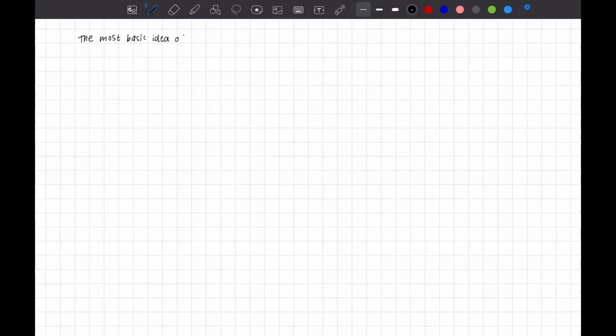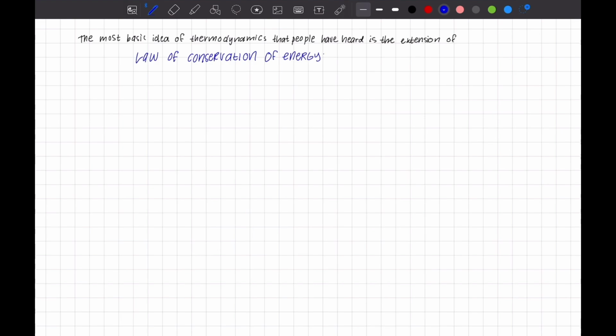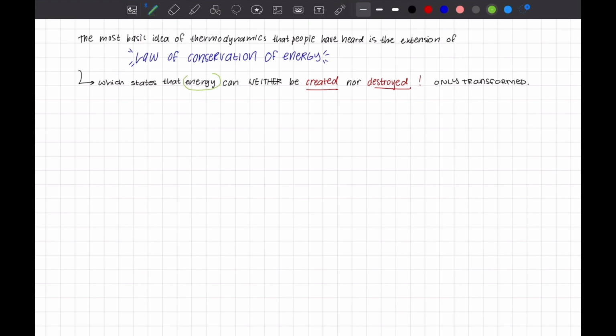The most basic idea of thermodynamics that most people have likely heard is the extension of the law of conservation of energy. This is a law which states that energy can neither be created nor destroyed, only transformed. This energy that is mentioned encapsulates all forms of energy of a system which must, by definition of the first law, remain constant.